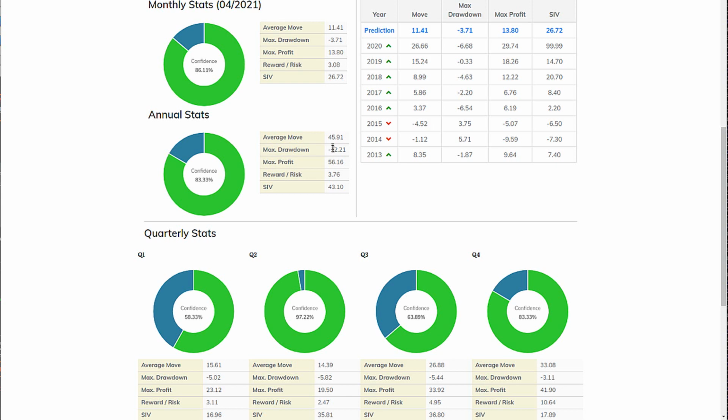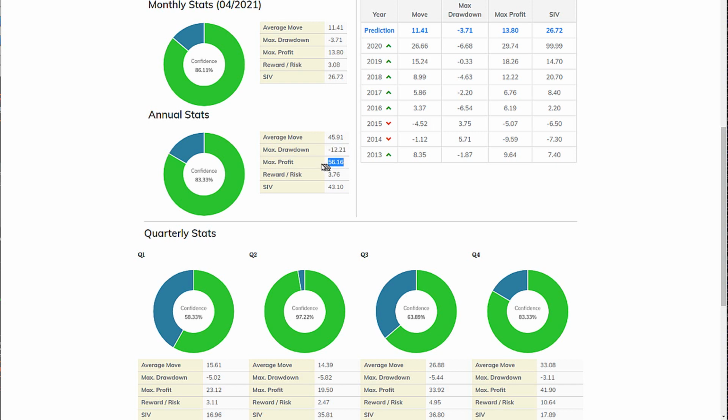If it has a drawdown of 12%, what does drawdown mean? You could do a Google search on that, but it basically means if it goes, since this is bullish, the drawdown means it could go down 12% within that year, and then sit there and go up 45% by the end of the year. So this is how far this can go against you.